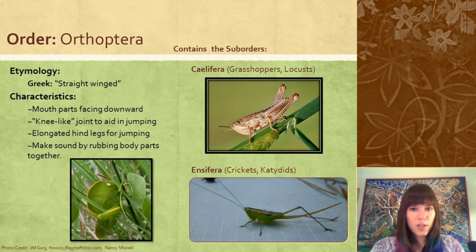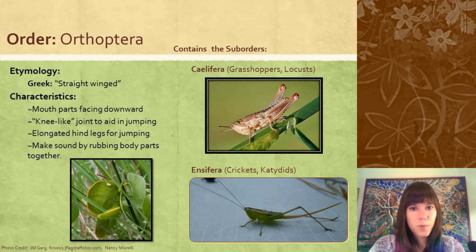Caelifera includes locusts, grasshoppers, and lubbers, and the way that you can tell them apart from other things is that they tend to have really short antennae. Their ears are on their first abdominal segment, and they make sound by rubbing their legs together.